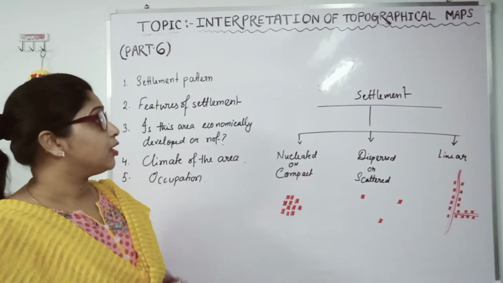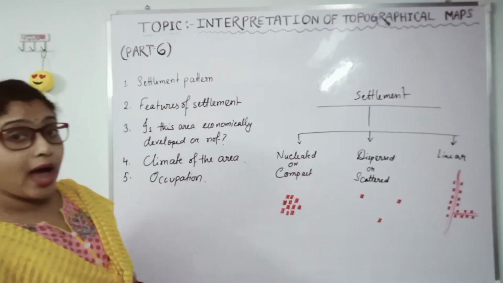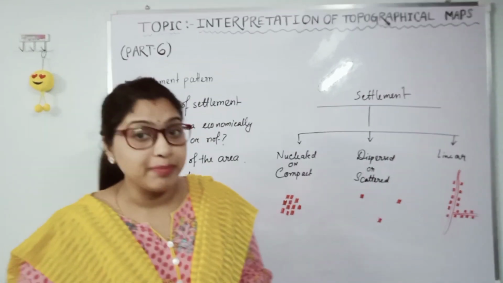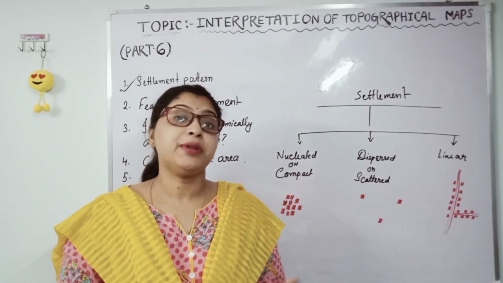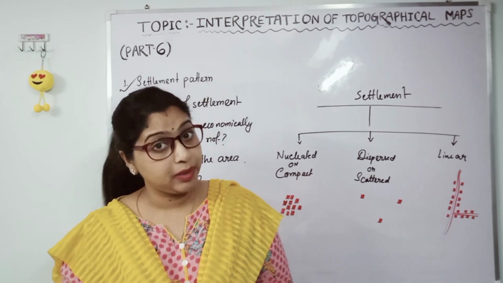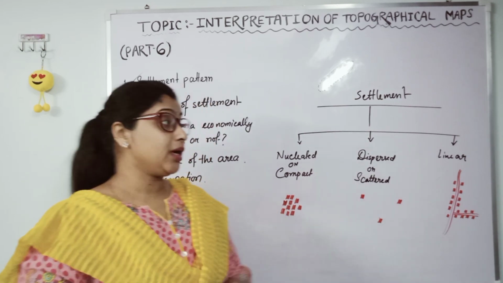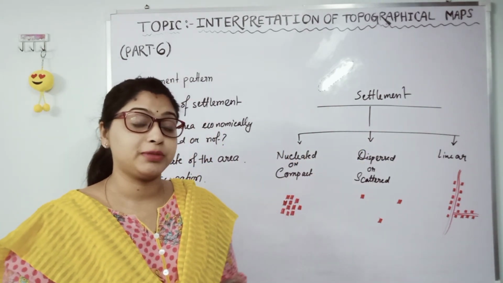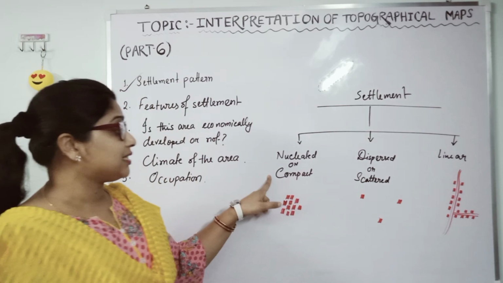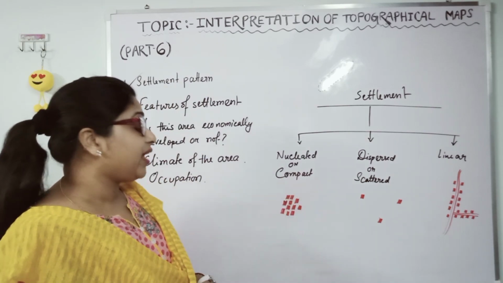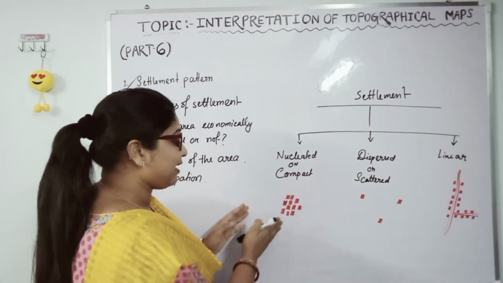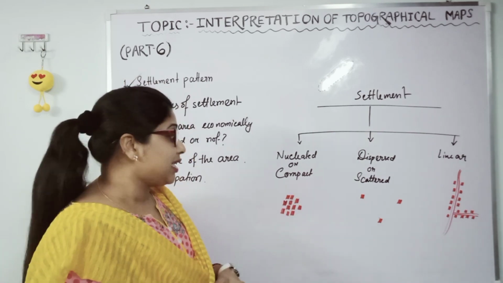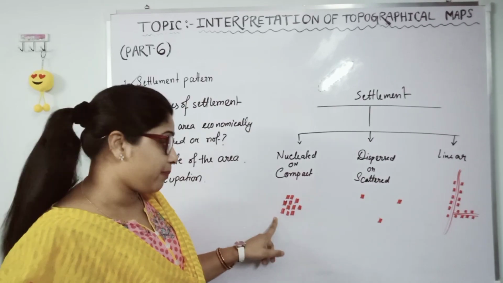Students, today I am going to start with the point settlement pattern. So what is settlement? Where people live, the dwelling place of the people, that is known as settlement. Here I have divided the settlement pattern; basically 3 types of settlement we can see. First is nucleated or compact, where people live close to each other, or the huts are close to each other, that is known as nucleated or compact settlement.